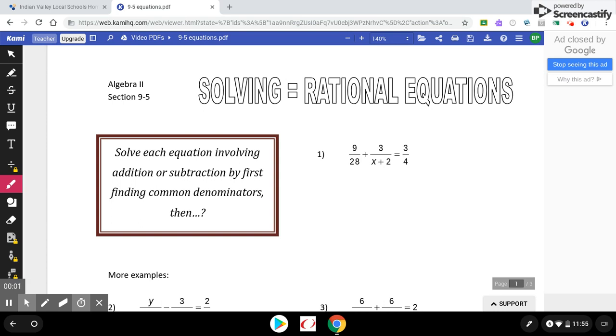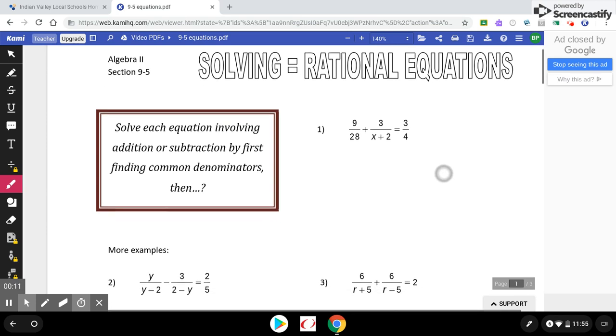Hey guys, you are really going to enjoy this section. Solving rational equations. And what's the word rational mean? Fraction. Yay, fractions are our friends. So let's get right to it.